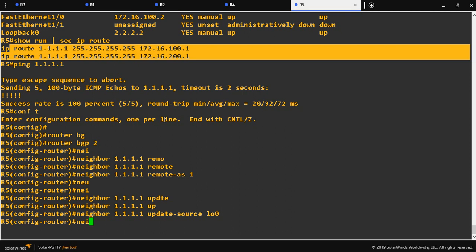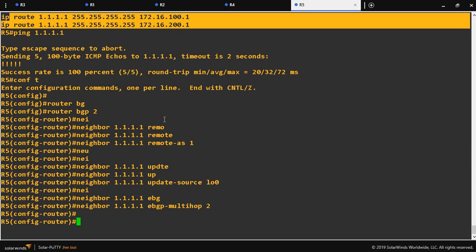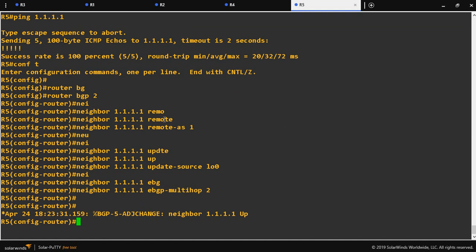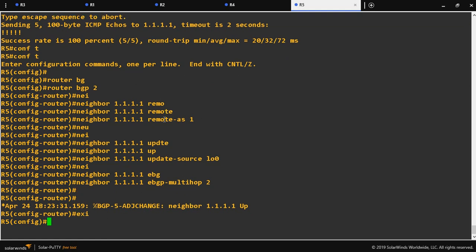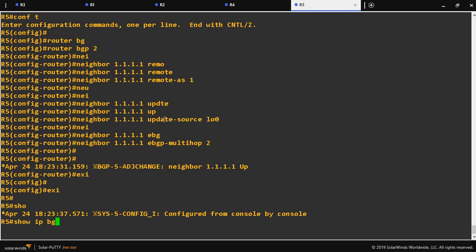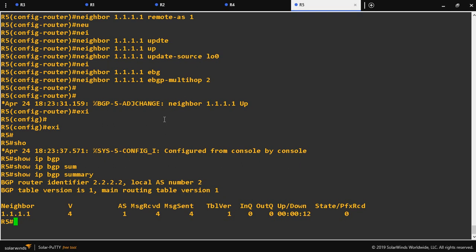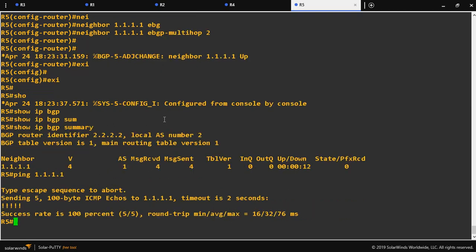Next, neighbor 1.1.1.1 ebgp-multihop 2. Enter. So now the eBGP will be formed between R4 and R5. So here we can see I got the neighbor relationship. Just check show ip bgp summary. So now I got the neighbor relationship between the R5 and R4 routers. Just ping 1.1.1.1. So I am able to ping.